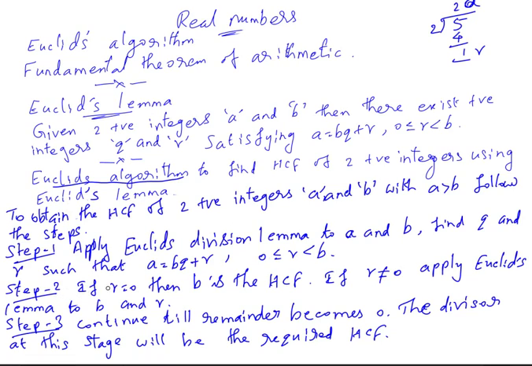Step 2: if r equals 0, the remainder equals 0, then b, the smaller number, is the HCF. If r is not equal to 0, apply Euclid's lemma to b and r. We continue this step till the remainder becomes 0. The divisor at this stage will be the required HCF. So this is Euclid's algorithm.